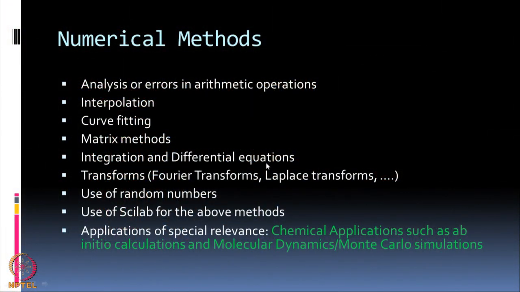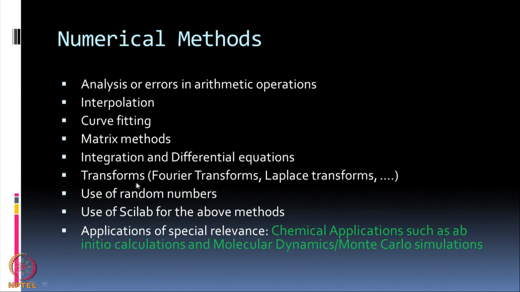So, this will also need numerical methods, then integration and differential equations. We already saw in the last slide that some differential equations have no exact solution. So, I will need a numerical method to do it, and there are many integrals for which there are no exact formulae. So, there also I will use a numerical method.